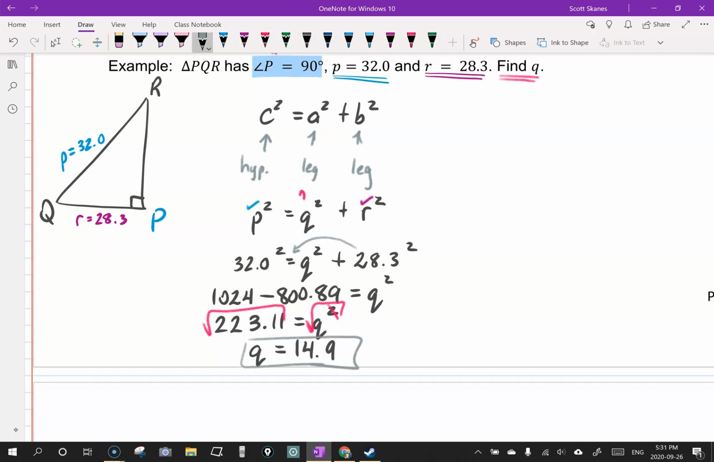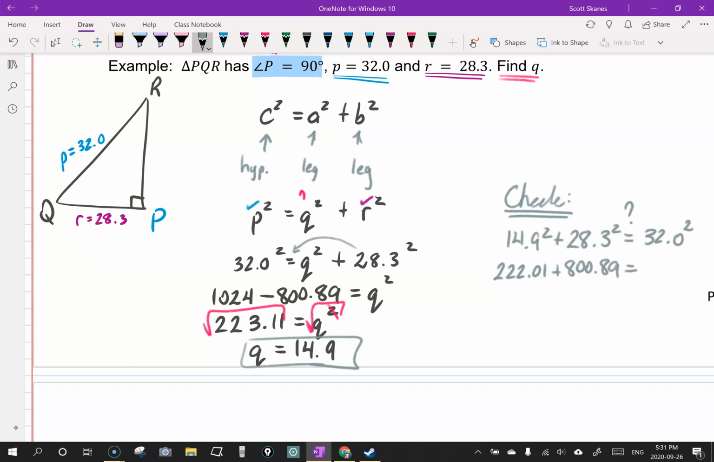And that's our answer. As a final check, I can square the legs and see if they add up to the hypotenuse. So 14.9 squared plus 28.3 squared should equal 32 squared. Let's see if it does. I'll write all this out for you so you can see it, because I don't want you getting too lost. This is 222.01. The next one, 28.3, square that, we get 800.89.